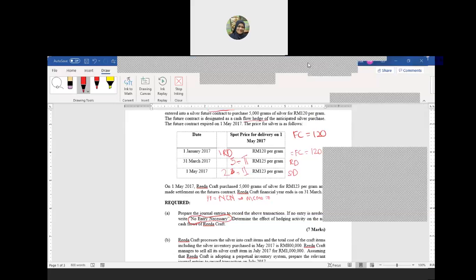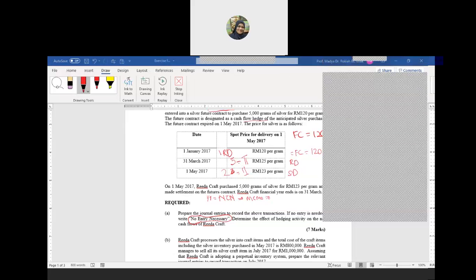Okay, and then the next one, so proceed. We're going to look at the initial recognition date on 1st of January. There is no journal entry, just put it there. The next journal entry that you need to prepare here is at the reporting date. At the reporting date, the price has increased by 5.